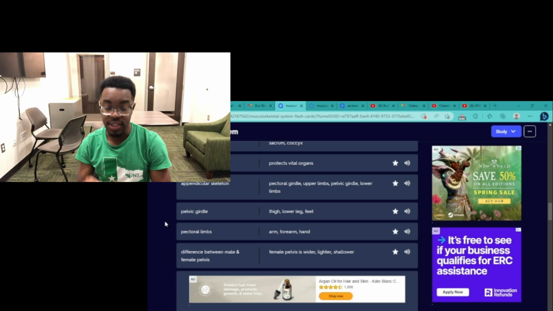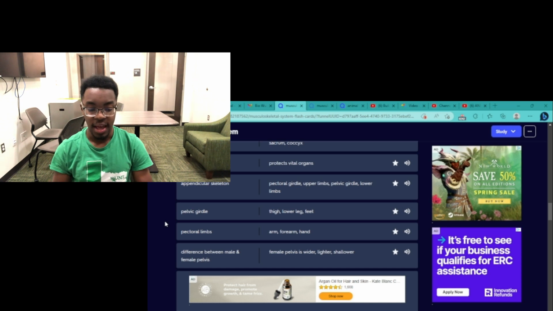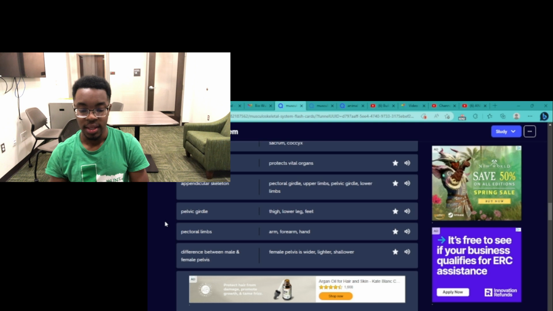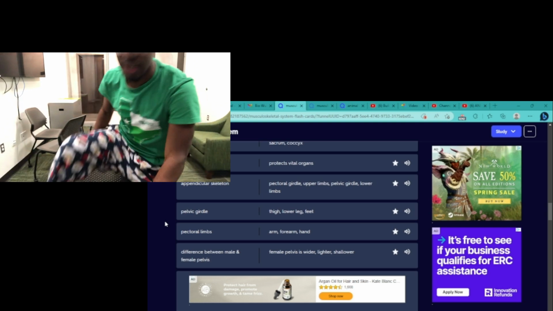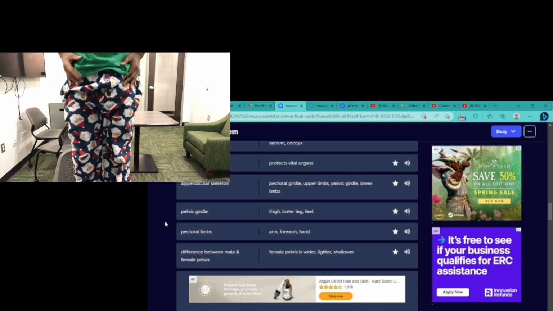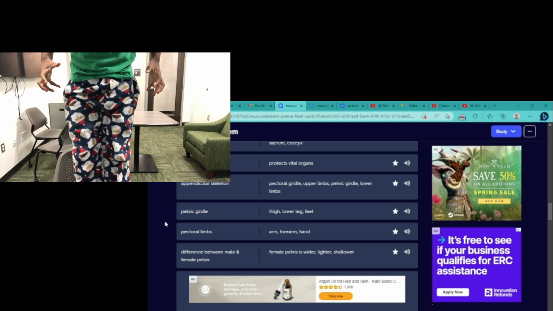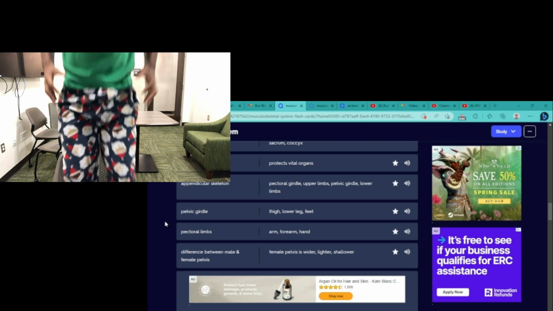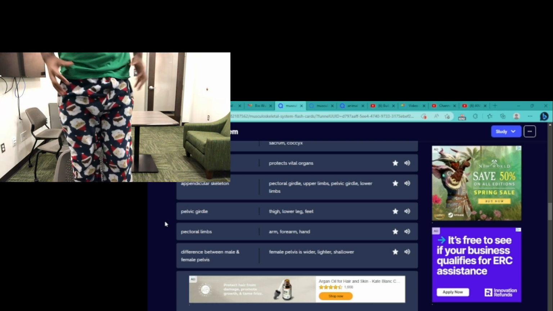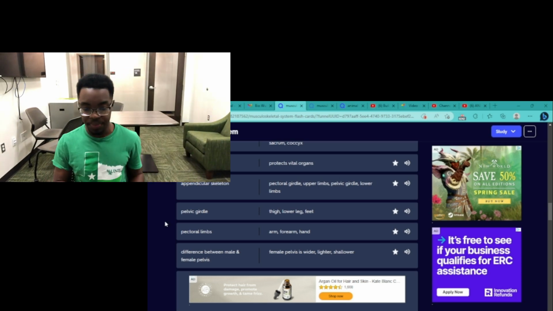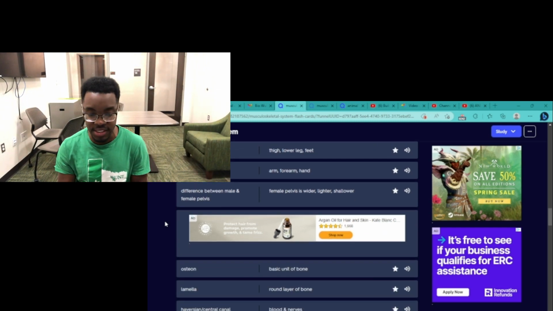And then there's one main difference between a male pelvis and a female pelvis. The female pelvis is wider. If I was a female, my pelvis would be busting right now. And then it's going to be lighter, and it's going to be shallower. Now, I really don't know what shallower means in context with the female pelvis.